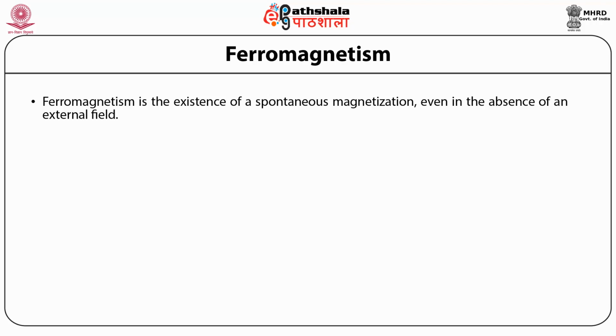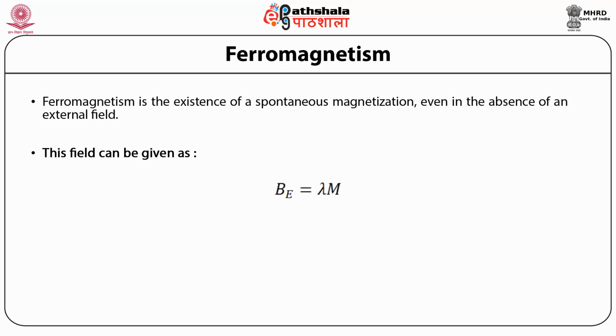So Weiss named this an exchange magnetic field and treated it as equivalent to a magnetic field B_E. This field is proportional to the magnetization M and expressed as B_E equal to lambda M, where lambda is a constant and is independent of temperature.